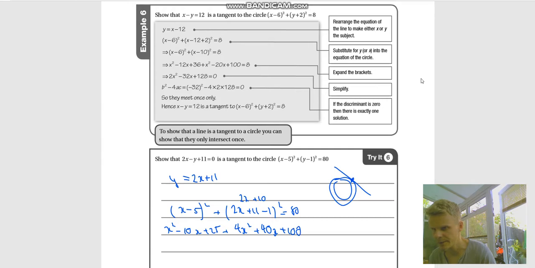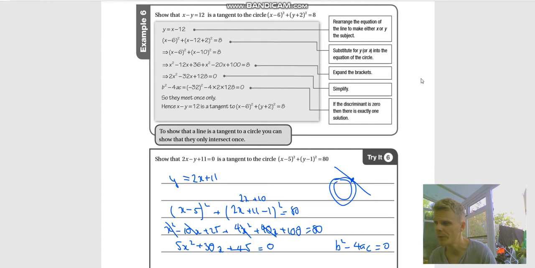plus 100 equals 80. And then tidying all that up into a quadratic, we'll get 5x squared plus 30x plus 125, take away 80, so plus 45 equals 0. So now we just want to show that this only has one solution. So we've seen this in previous videos. That would mean that b squared minus 4ac would equal 0. There's only one solution, so the discriminant of the quadratic formula would be 0.